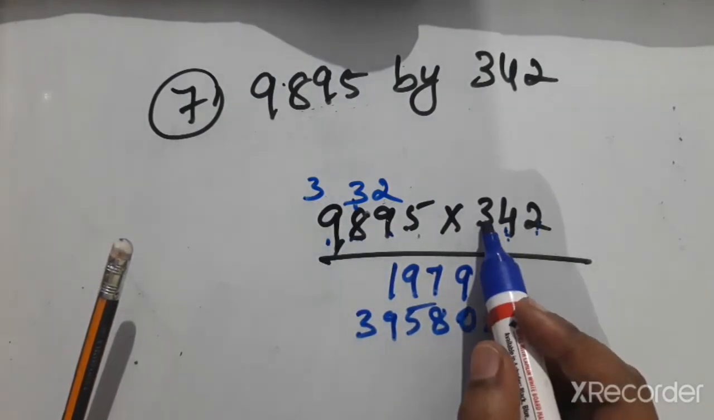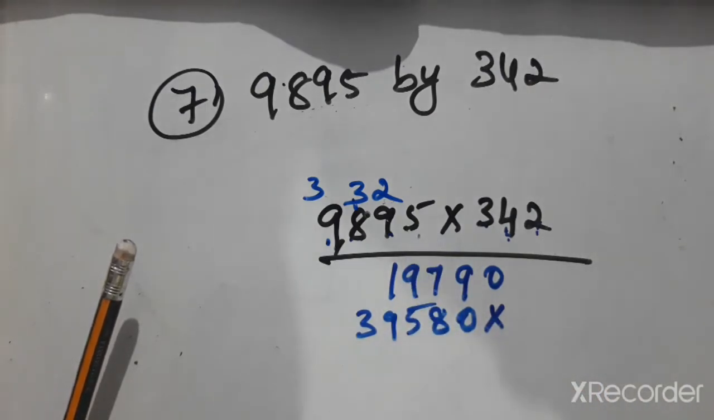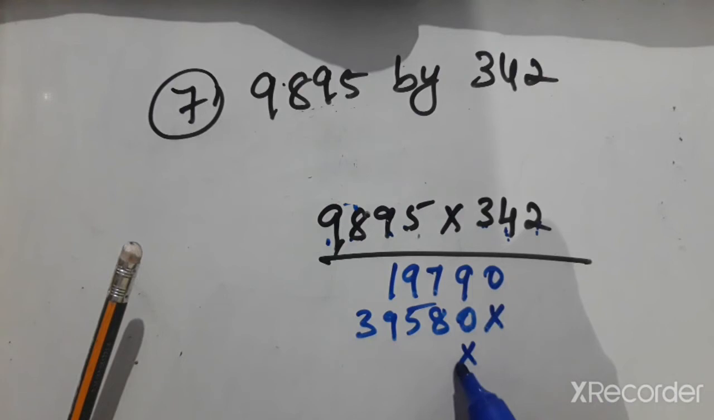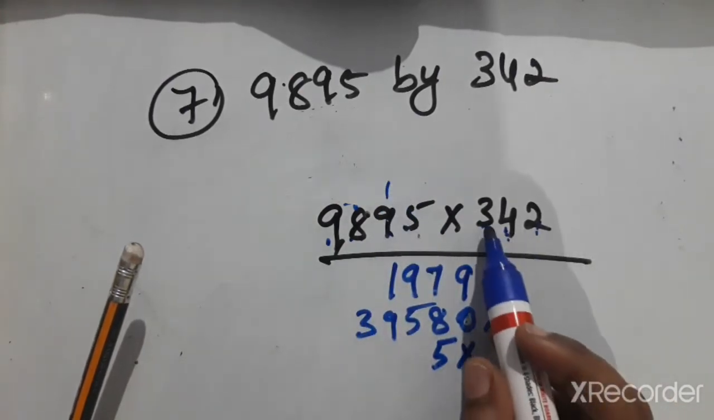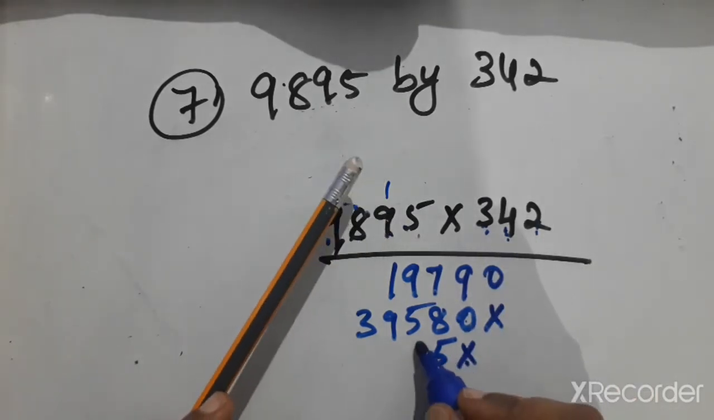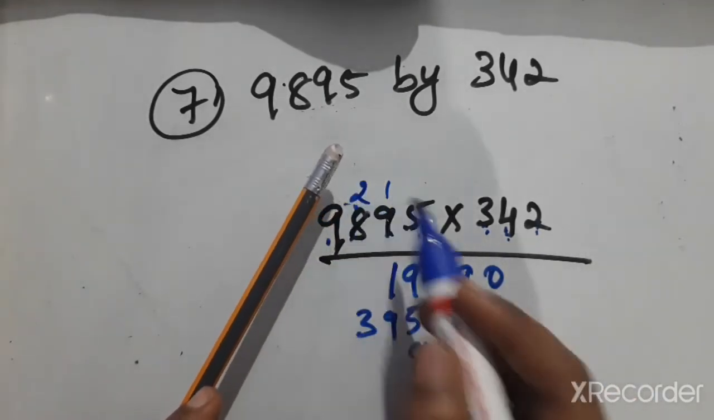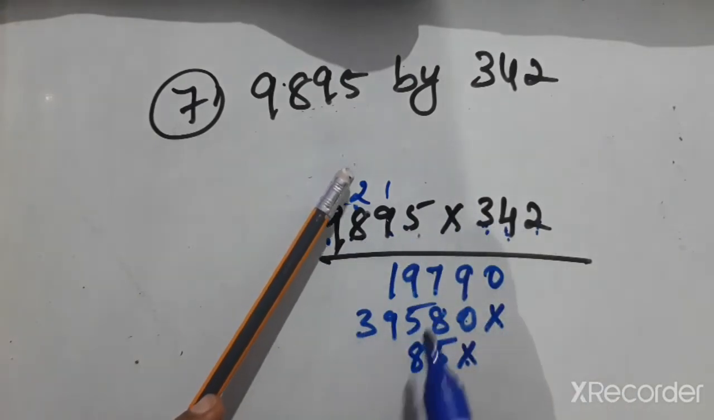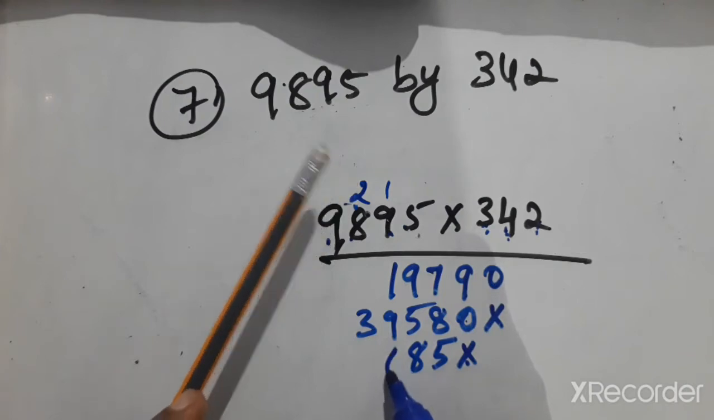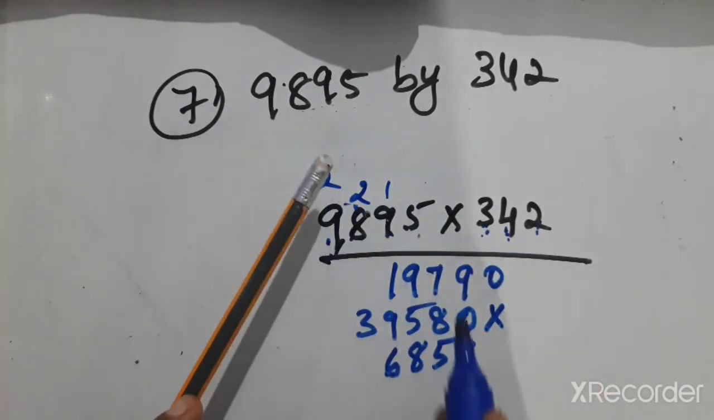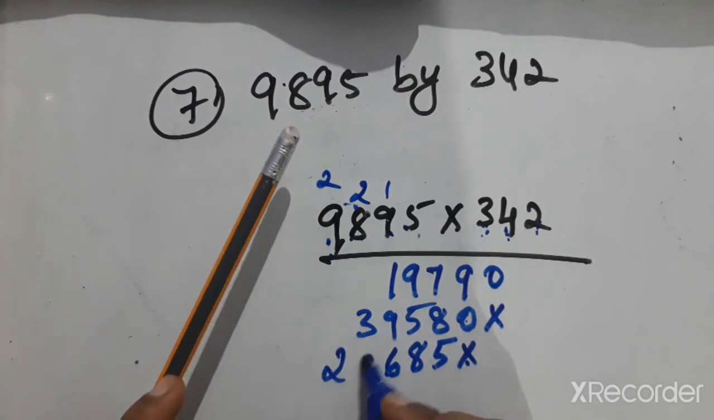Now we have to multiply 3 with each number. 3 5s are 15. We have to leave this place. And 3 5s are 15 means 5 here, 1 carry out to the next place. 3 9s are 27. 27 plus 1 is 28. So 2 carry out to the next place. 3 8s are 24. 24 plus 2 is 26. 6 here. 2 carry out to the next place. 3 9s are 27. 27 plus 2 is 29.